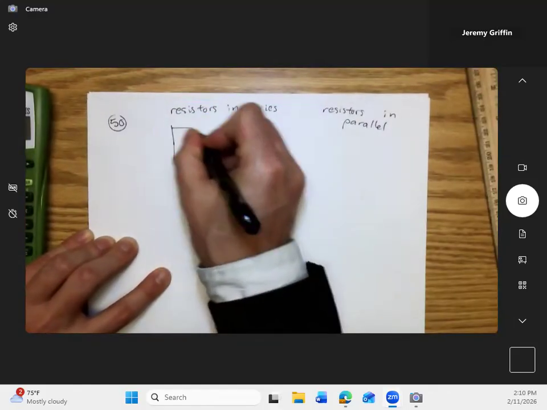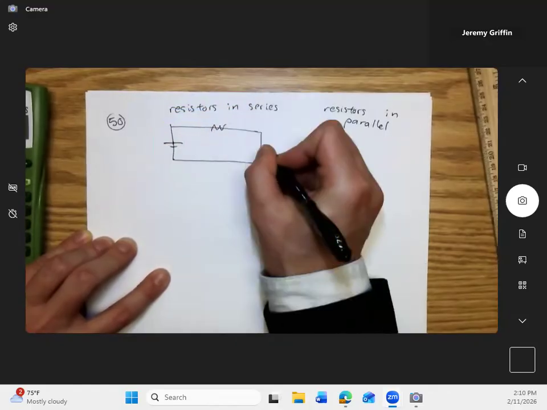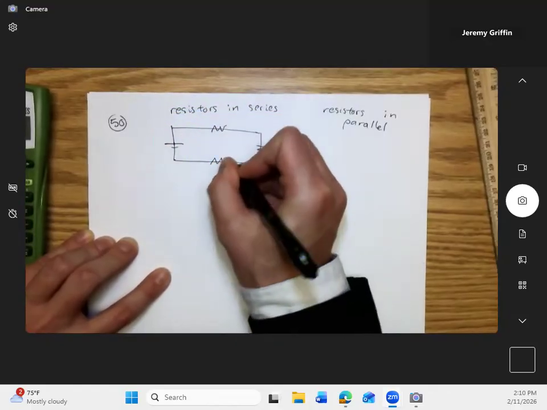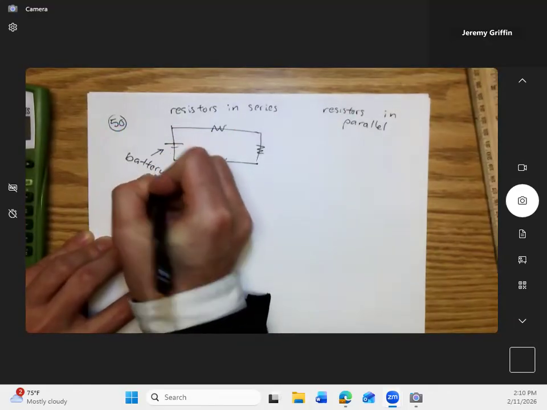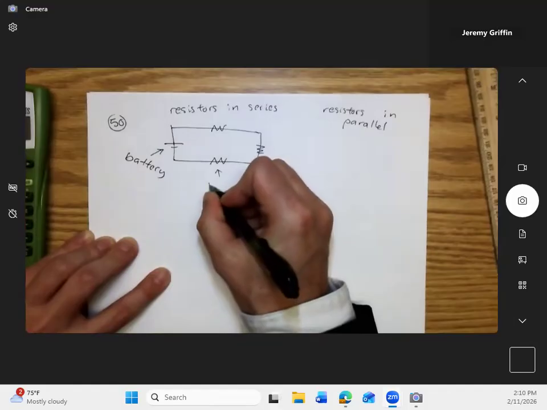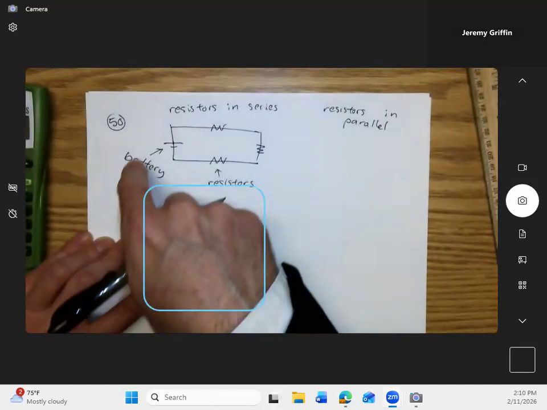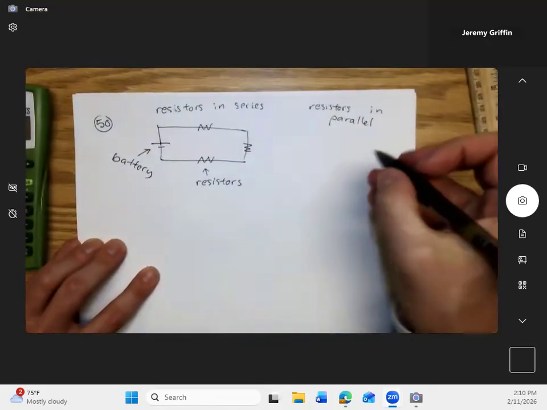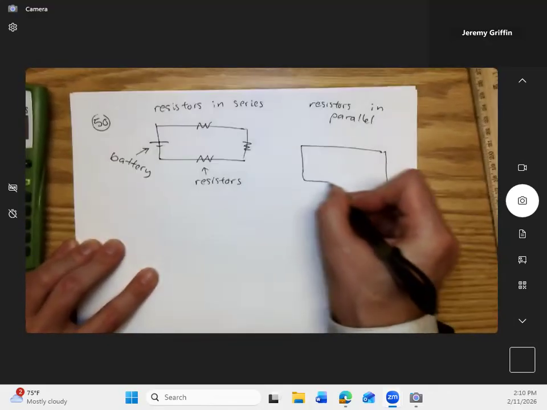So in series, you create a circuit that looks like this. These two lines represent the battery, and these jagged looking lines are resistors. For example, light bulbs. Right, so if you have a string of Christmas lights, you think of it that way. Okay. But there's another way you can wire up those resistors to the battery.